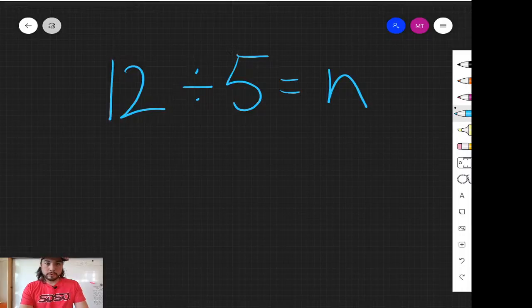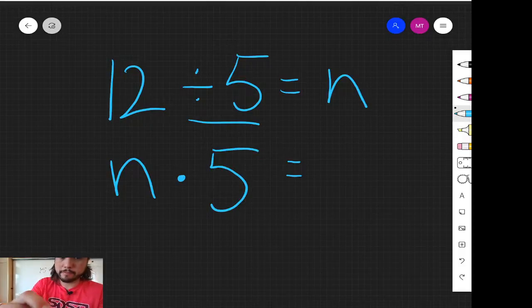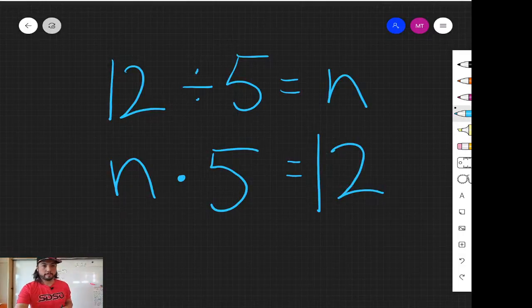Okay? All we're doing is writing a multiplication equation that uses these three terms. We're going to start with our n, times what equals what. And you've only got two choices here. Is it times 12 equals 5 or times 5 equals 12? Because we're dividing by 5, our inverse operation has to multiply by 5, and we end up back at the start with 12.